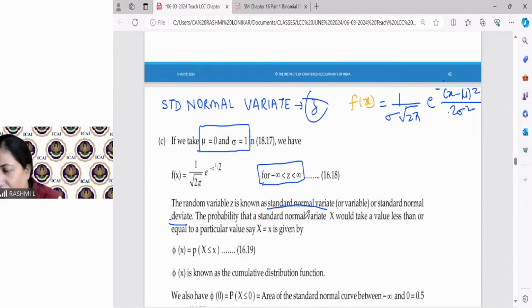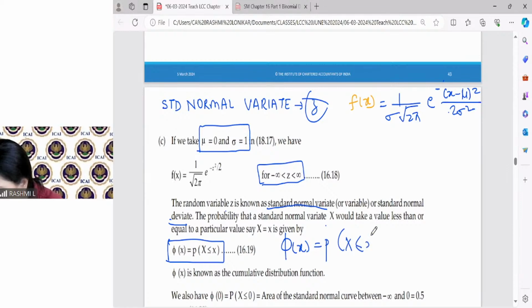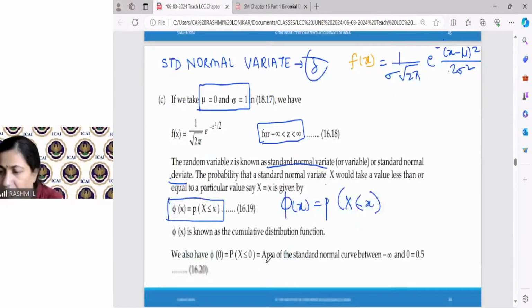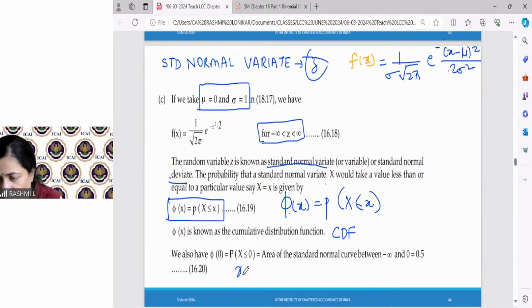The probability that a standard normal variate would take a value less than or equal to a particular value, we show it like this: phi of x is equal to P(Z less than or equal to x). Phi is known as the cumulative distribution function. So when I say P(Z less than or equal to 0), it means from minus infinity to 0, and the area is 0.5.